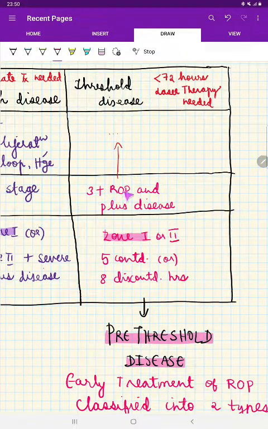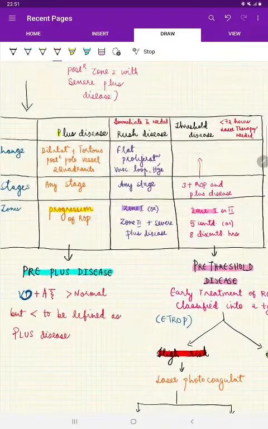That means 3 plus ROP with plus disease happening in zone 1 for 5 continuous hours or 8 discontinuous clock hours in the posterior pole of the retina, then it is called threshold disease. Remember, threshold disease T is like 7, no? So we need to treat the disease within 72 hours with laser therapy. Okay, this is very, very important.